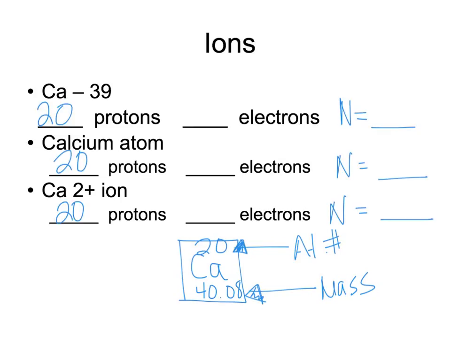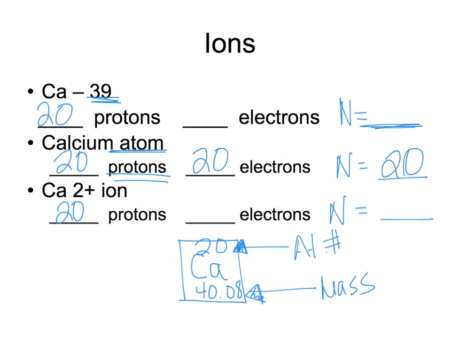Don't forget to do your neutrons also. Sorry, I missed putting that in. So all of these, the first thing you can do right away is fill in the 20 protons. The middle one here, this one's neutral, so it's also got 20 electrons. My mass adds up to 40. 40 minus 20 is 20. 20 plus 20 is 40.